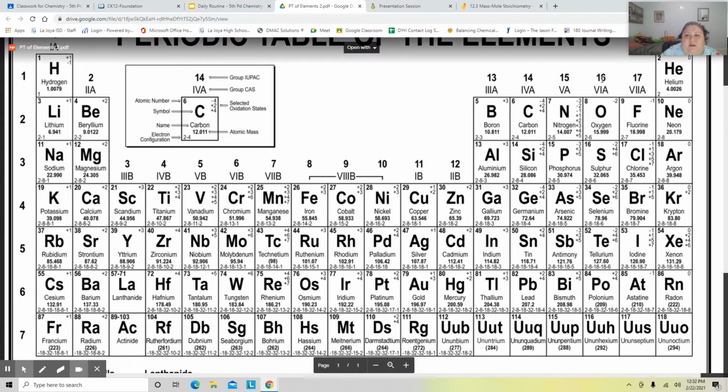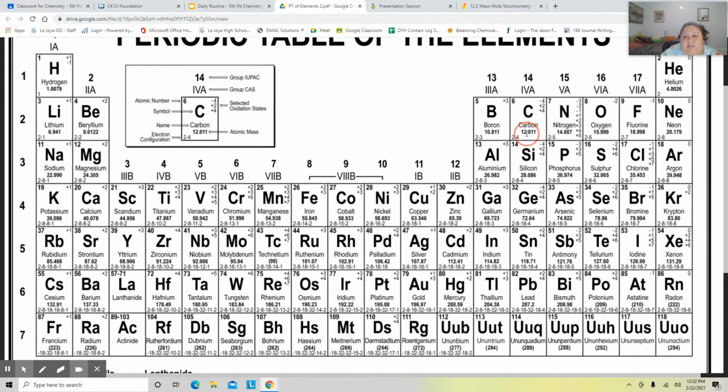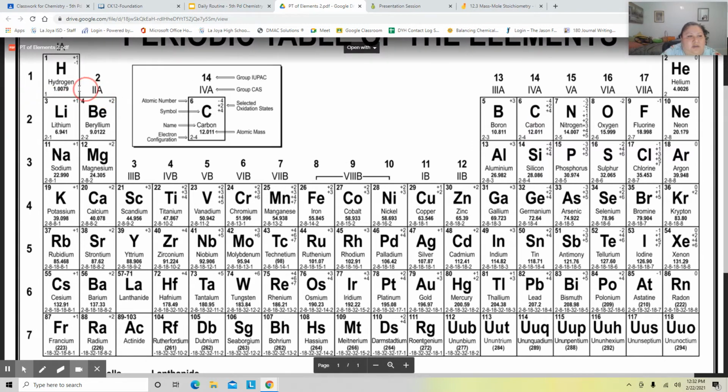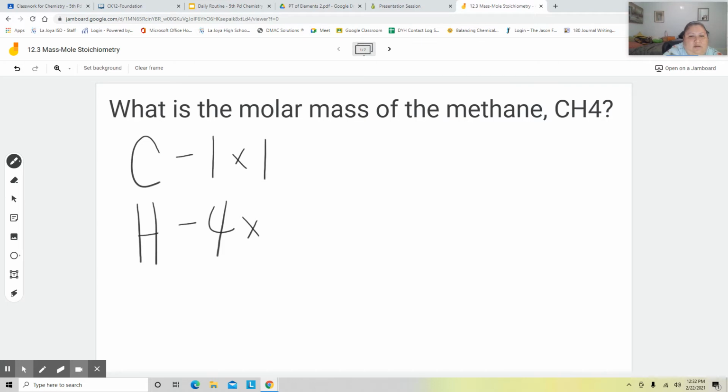So if you remember, carbon is element 6. It's over here at the top right of our periodic table. I don't know if you guys can see that right here. Hydrogen is over here on the left, element number 1, 1.0079. And we're going to make sure that those numbers get rounded properly. 12.01 and then 1.01. And we're going to multiply. Carbon is 12.01. Hydrogen is 1.01.